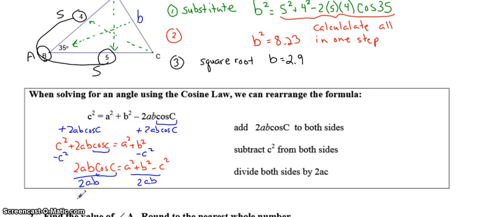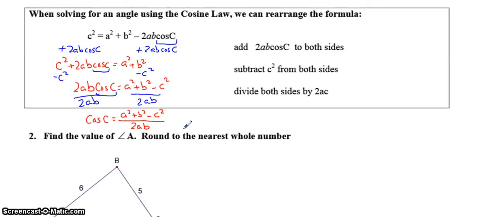So your final formula is cos C is equal to a squared plus b squared minus c squared over 2ab. And that's your cosine law formula for a side. So you will be given this formula.